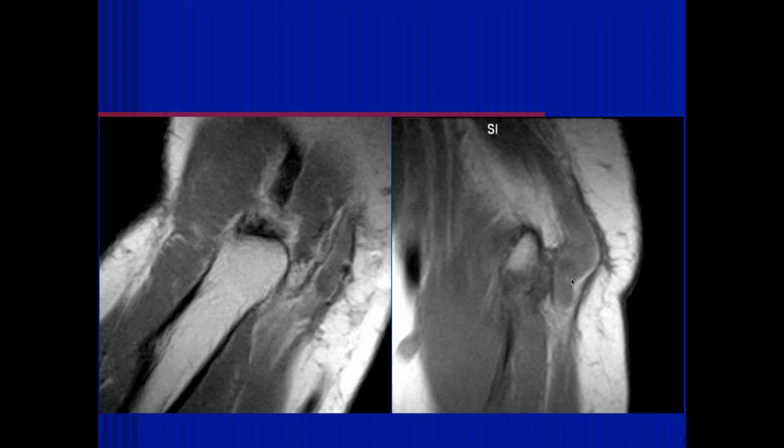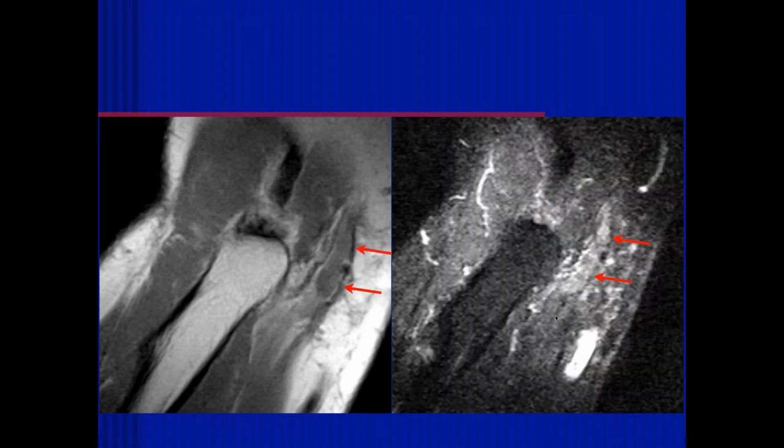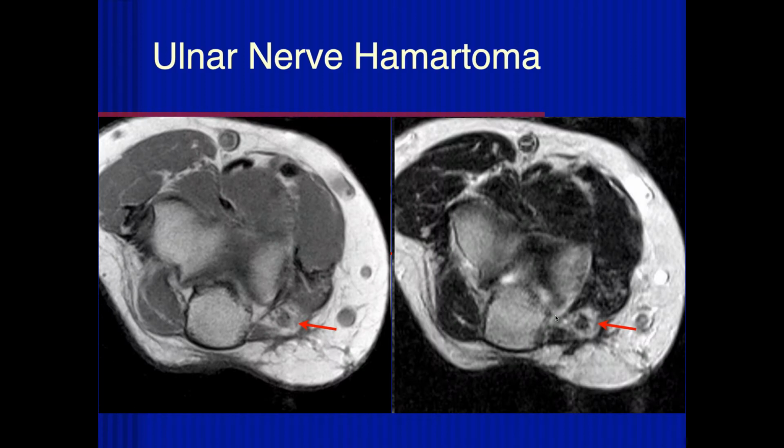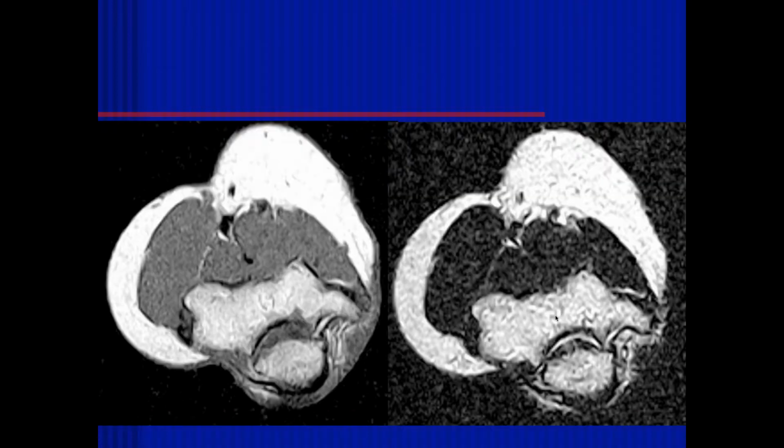Well, I mean, I assume there's neuritis, but I'm not. Is there something specific you're asking about? This was a hamartoma producing cubital tunnel syndrome. Okay. Ashley, what do you think of this case?